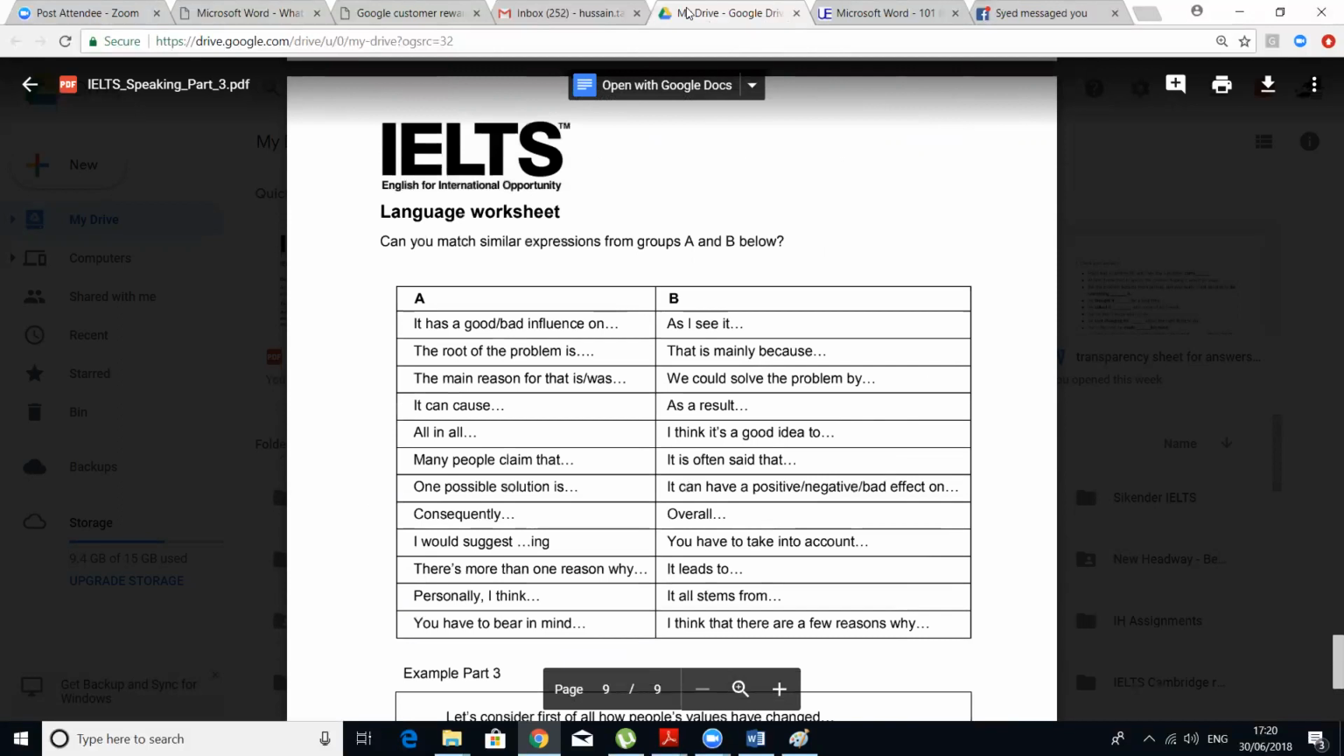If you see the first one, it has both good or bad influence on. So you have to match it with one of the expressions in column B. You can say that it can have both positive and negative or bad effect on. That's how you match the expression with the same or similar meaning. You can do this also as part of your assignment. You need to match these expressions in column A and column B together.